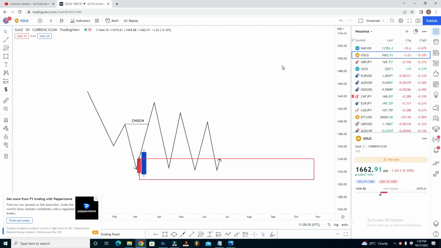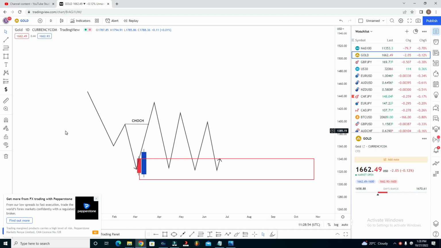Hi guys, welcome back. We're back with another video, and in today's video we're going to look at how you can improve your trading at order blocks. I've seen a lot of people make a lot of mistakes when it comes to this, so I'm going to explain how you can actually improve your trading when it comes to trading order blocks.